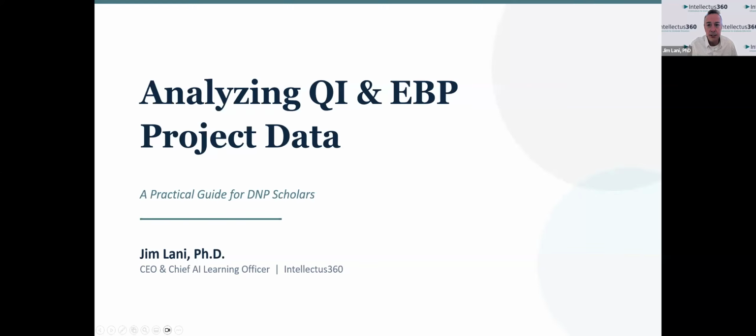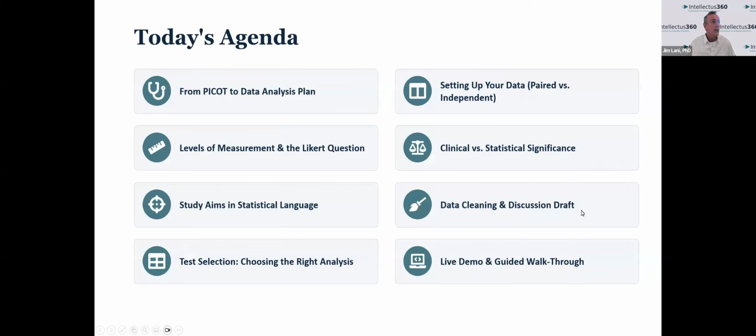So, okay, let's keep moving through this. The agenda today is really taking the PICO question, which is the standard bearer in DNP research, and getting the data analysis plan. That's one critical thing. Certainly, we have to talk about levels of measurement briefly. You have to know the three kinds. We have to talk about how to put your aims in statistical language, and how we then select the correct test based on that statistical language and that aim. They go together. Setting up data.